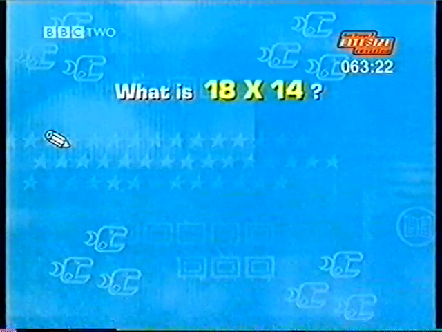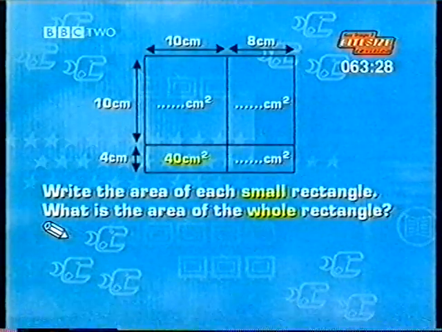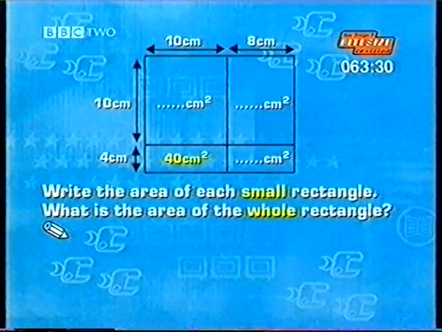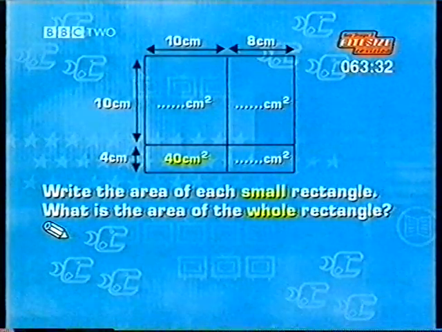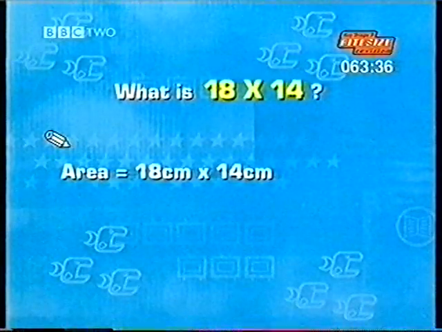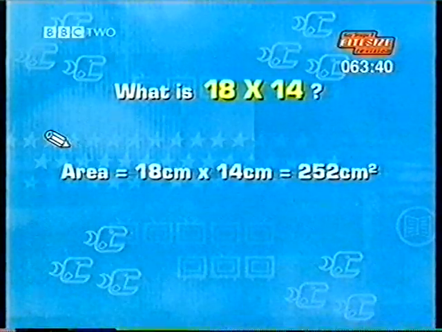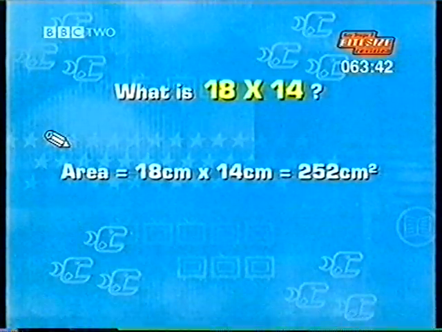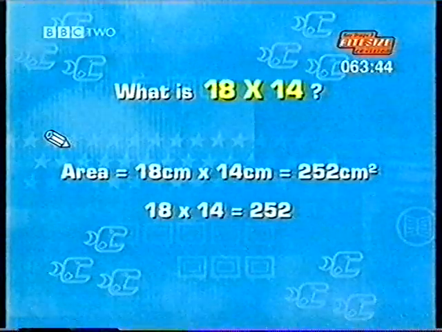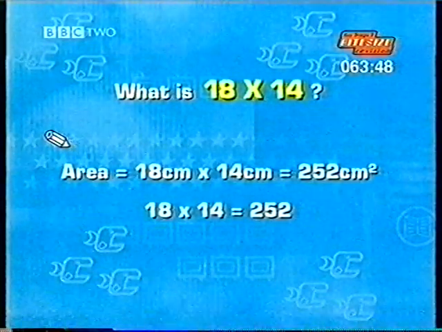And finally, you are asked what 18 multiplied by 14 is. Notice that the whole large rectangle has length 18 centimetres and width 14 centimetres. So its area is 18 multiplied by 14, and we already know that its area is 252 square centimetres. So 18 multiplied by 14 is 252.